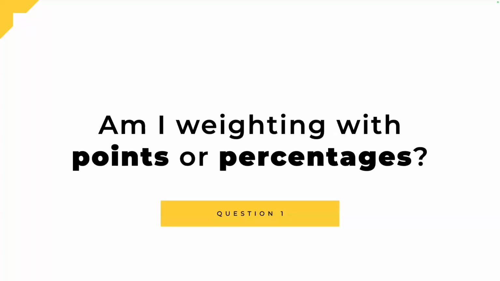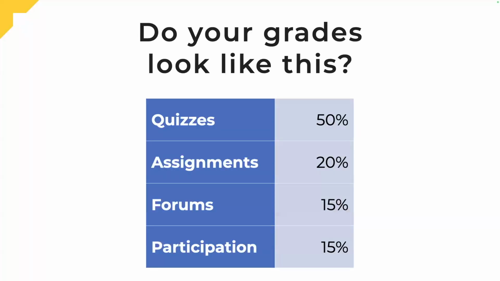The first question is, are you weighting grades with points or percentages? And what I mean by that is, if your grading system looks something like this, where all the quizzes are worth 50%, all the assignments are worth 20%, forums are worth 15%, etc., you are weighting your grades. So you're going to use a method that we'll talk about last called weighted mean of grades. This is actually a quick way to figure out what you're doing.